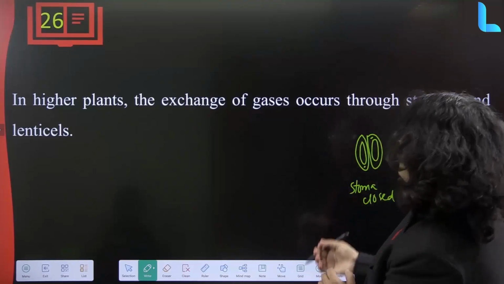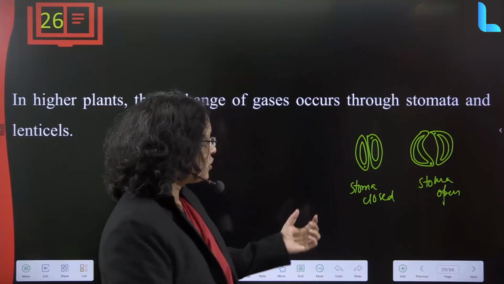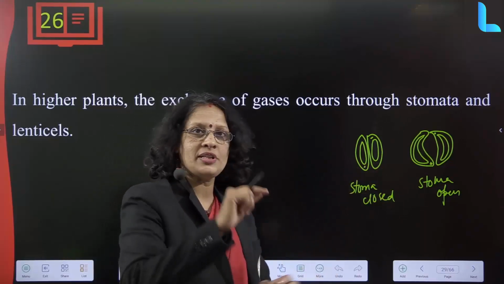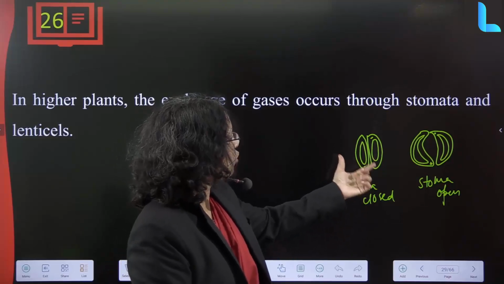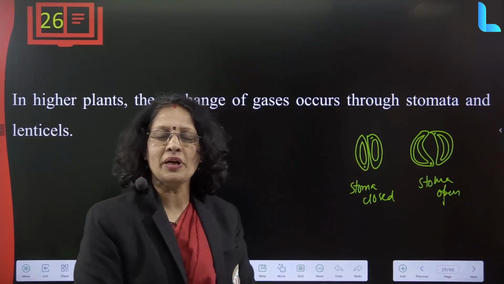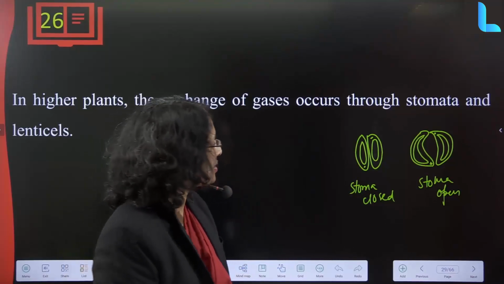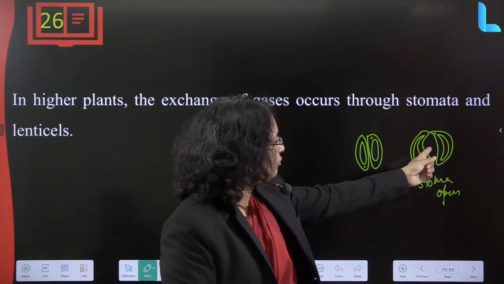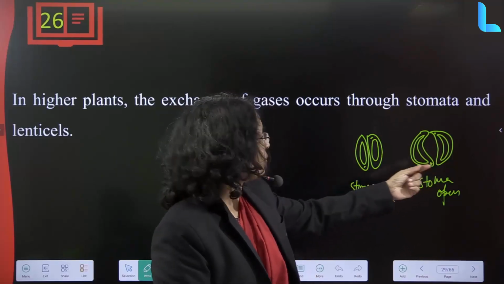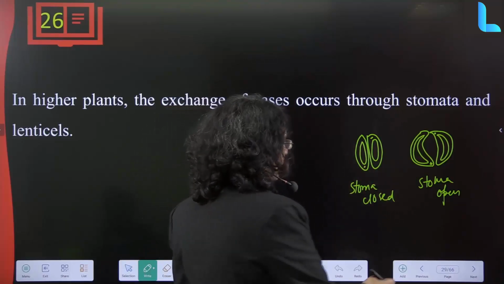Then in higher plants, the exchange of gases occurs through stomata and lenticels. Okay, so what is the stomata? Stomata is present at the boundary line of the leaf, and we can see here the stomata opening, that is when small holes are opening, with that opening or closing the exchange of gases, diffusion of gases, happens. Here we can see the stoma is open, and through this small hole the exchange of gases will happen. After that the stoma will be closed, so this is the closed stoma.